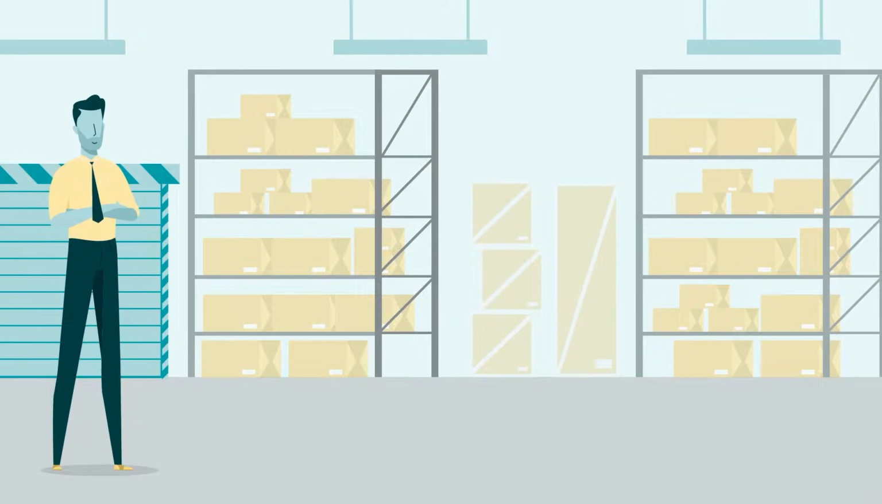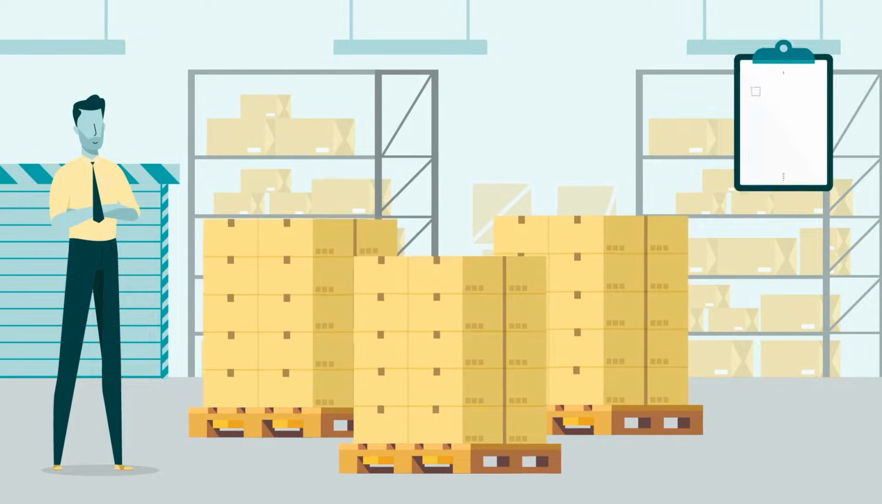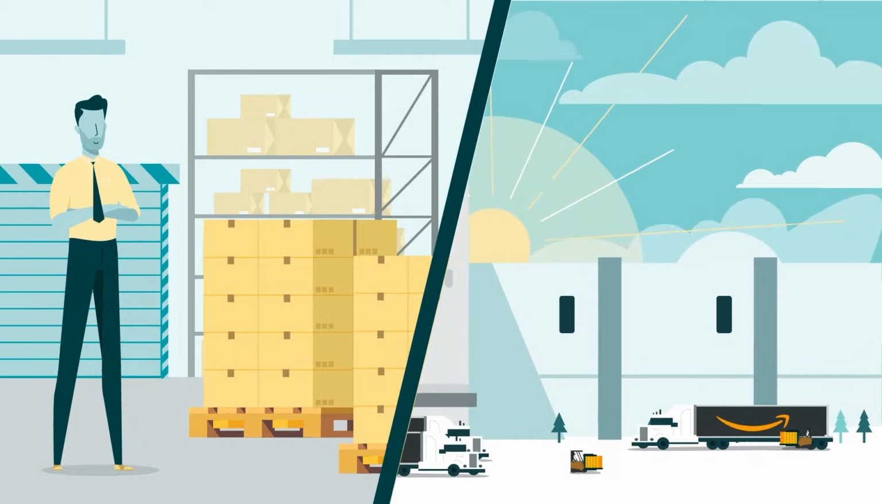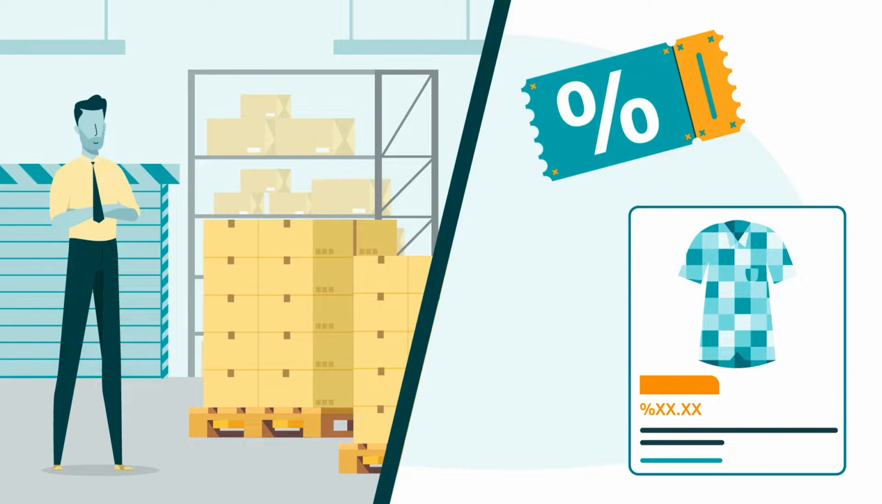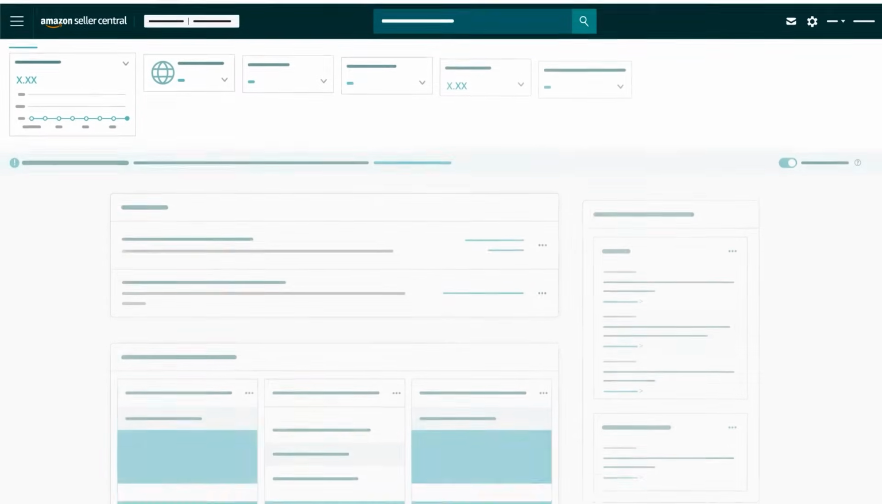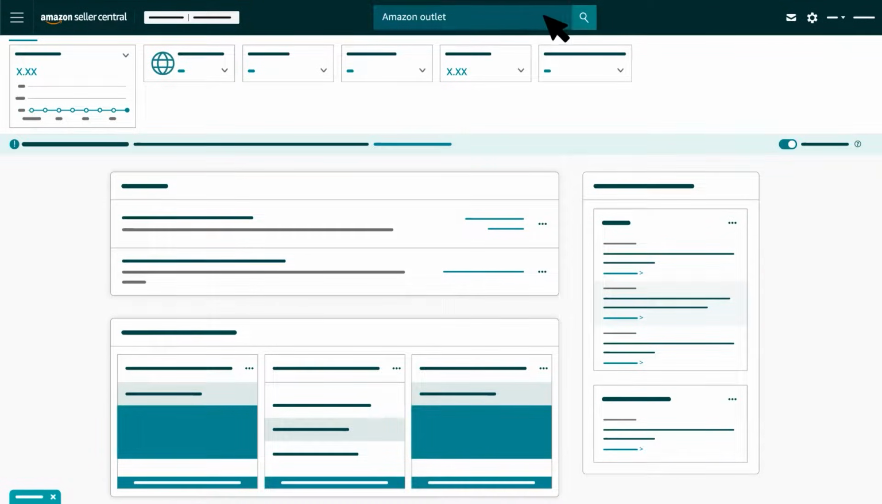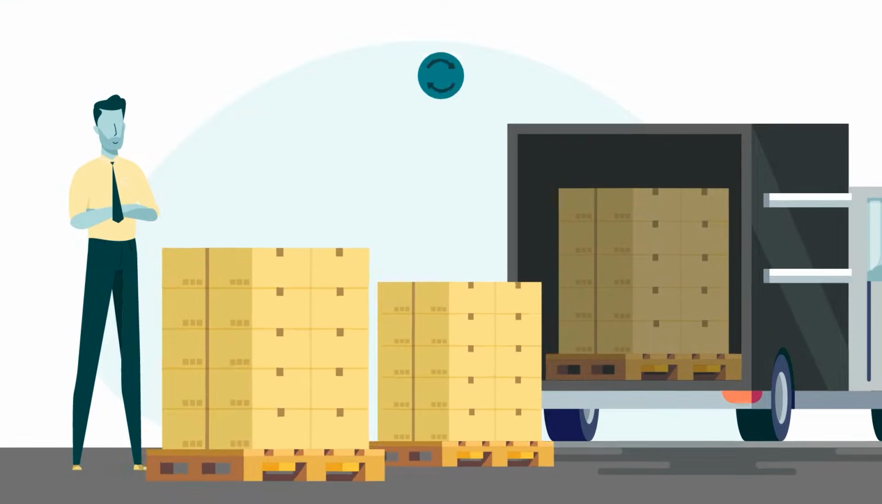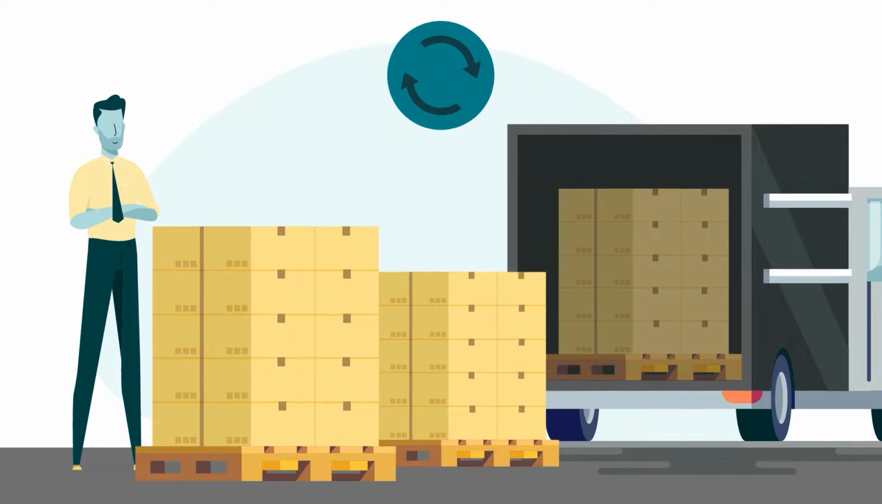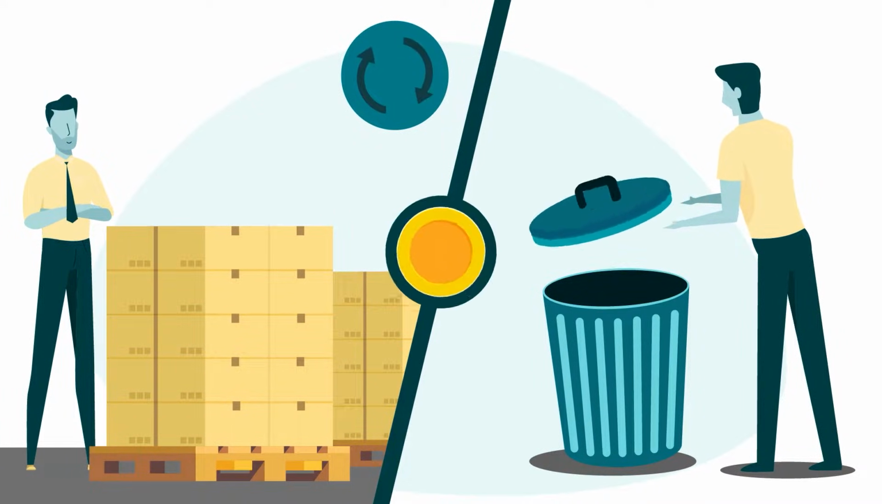We offer sellers several options for dealing with excess inventory stored in Amazon fulfillment centers. They can turn their excess into opportunity with outlet deals. For more about outlet deals, search Amazon Outlet in Seller Central. Sellers can also request we return excess inventory to them or dispose of it, both for a fee.